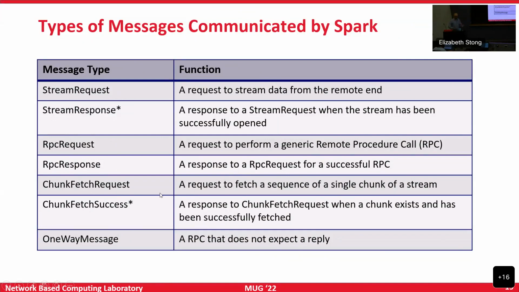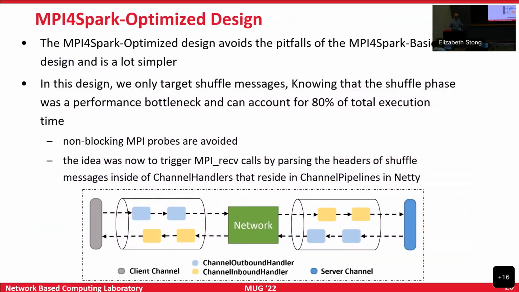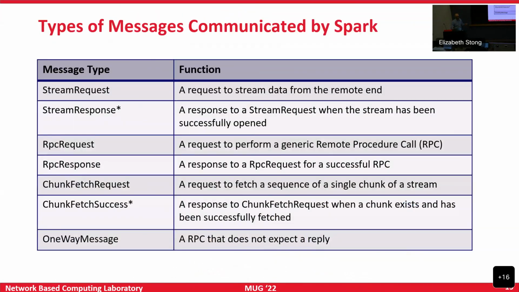Another message type that was of interest to us was the stream response. So as part of our so-called optimized design, we did not modify much of the code of Spark, but we could identify inside the select loop when these two types of messages are coming, right?